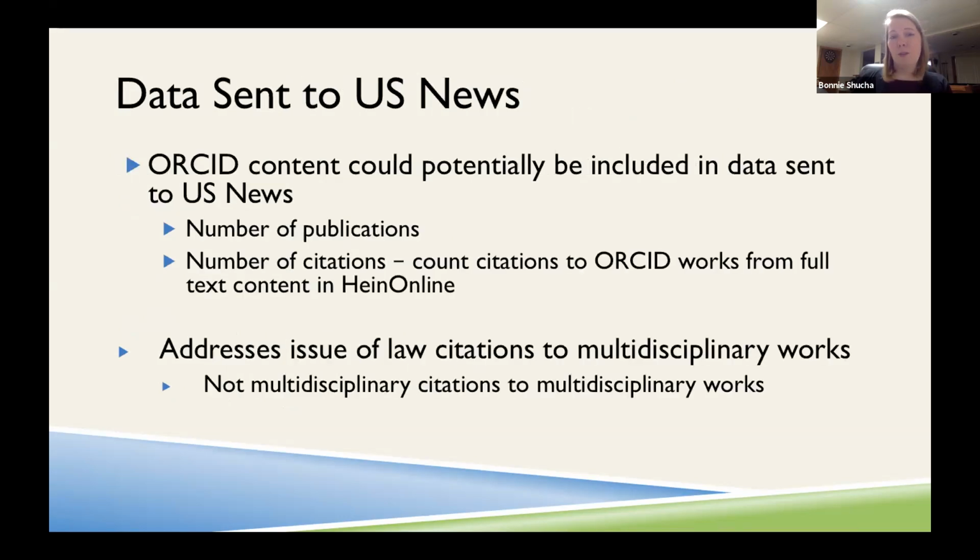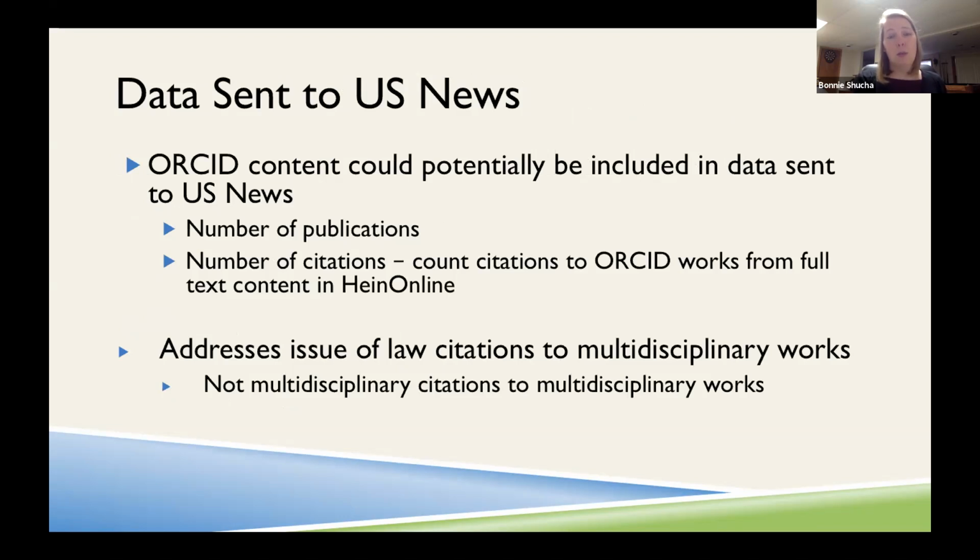So what does that mean for the US News ranking? That means that all of that content from ORCID could potentially be included in the data sent to US News from Hein, including the number of publications. If you, like my faculty, have a lot of multidisciplinary publications, the counts for those publications could theoretically, and hopefully will be, pulled into the data sent to US News.